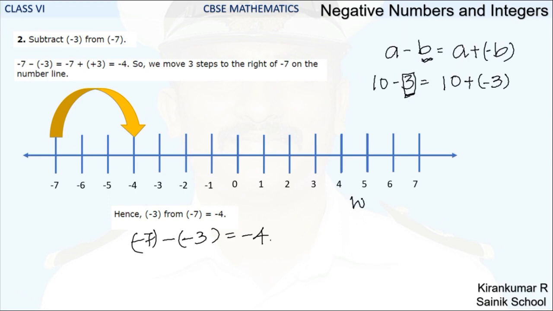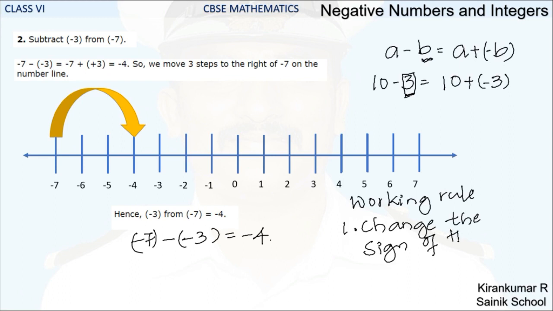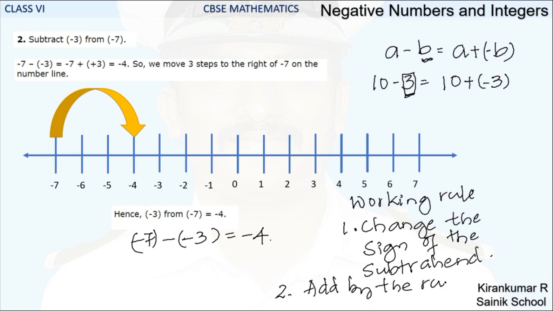Let me mention the working rule here. So the working rule is, first, change the sign of the subtrahend, and second, add by the rules for adding integers.